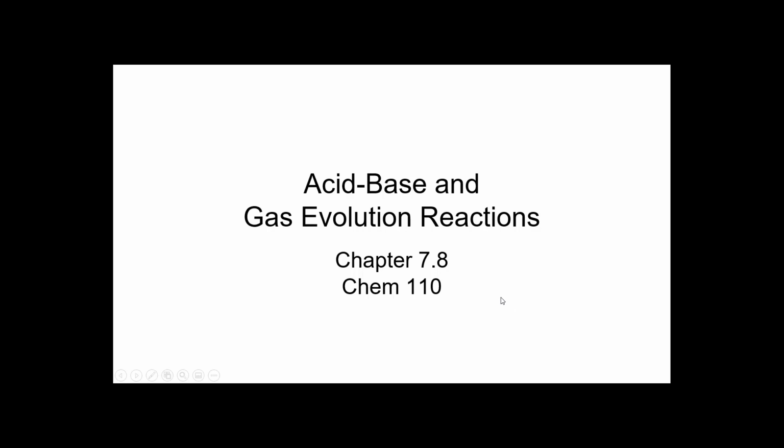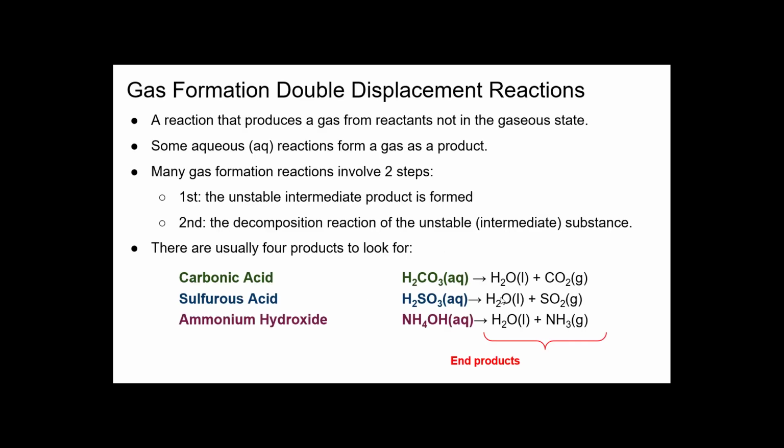Hi class, we are now on chapter 7.8. This is acid, base, and gas evolution reactions. So gas formations are double displacement reactions. They are switching dance partners. So the cation will go with the anion of the other compound, and the anion will go with the cation of the other compound. So basically just switching dance partners.